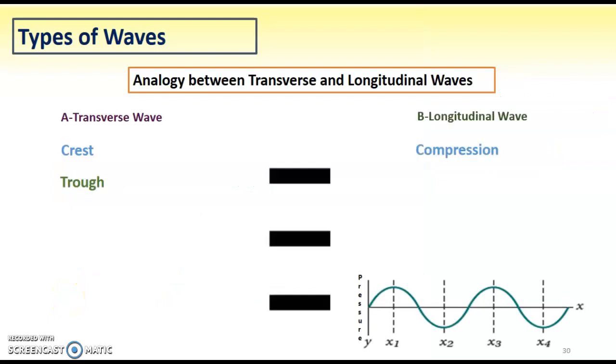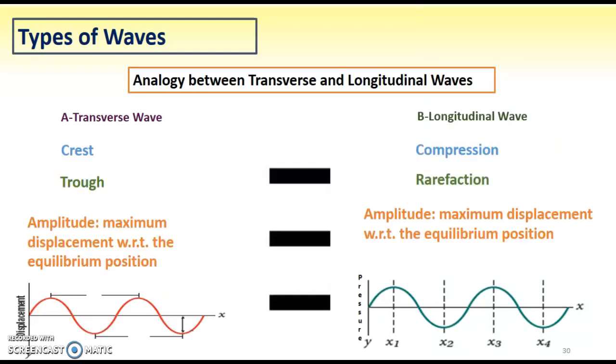An analogy between the transverse and longitudinal wave is the following. A crest in a transverse wave corresponds to a compression in the longitudinal wave, because the crest corresponds to the maximum displacement, and the compression corresponds to the maximum pressure. The trough in a transverse wave corresponds to the lowest displacement, and the rarefaction in the longitudinal wave corresponds to the lowest pressure.